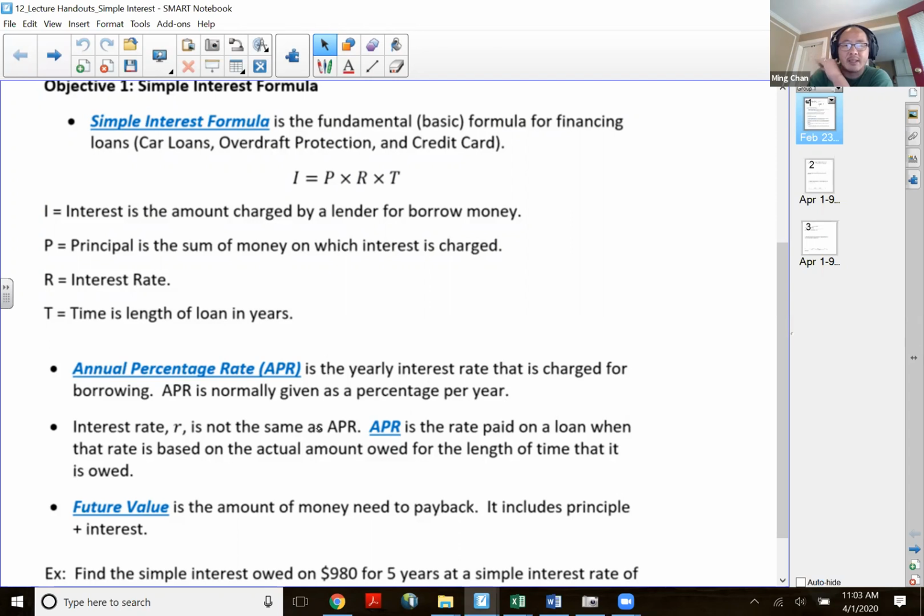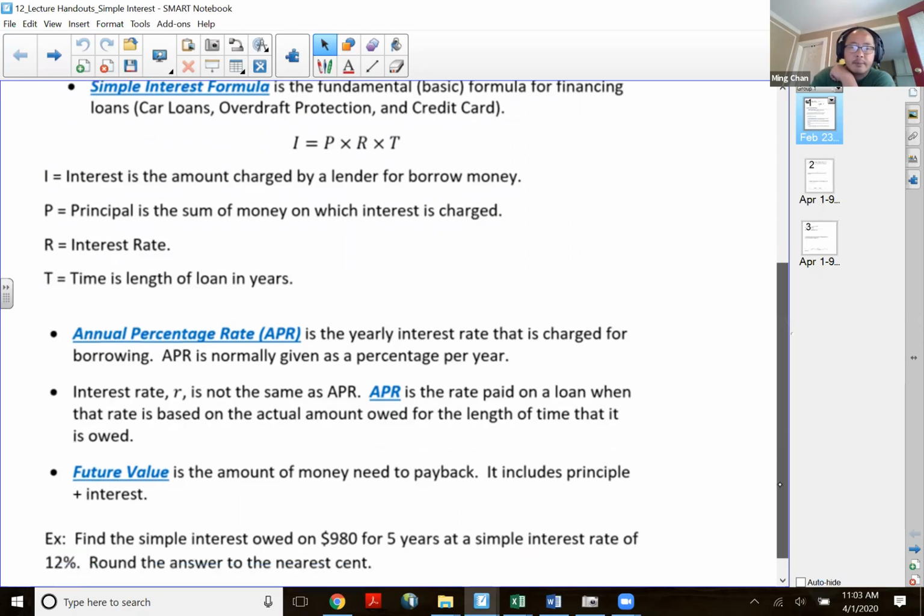APR is actually calculated based on the loan. APR is the rate paid on a loan when the rate is based on the actual amount owed for the length of time that is actually owed.